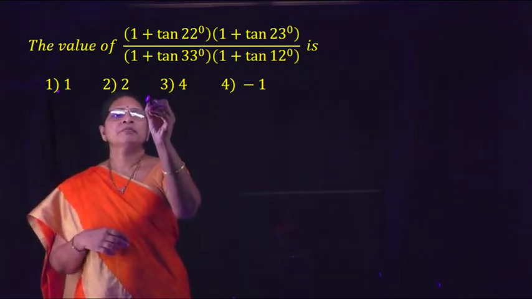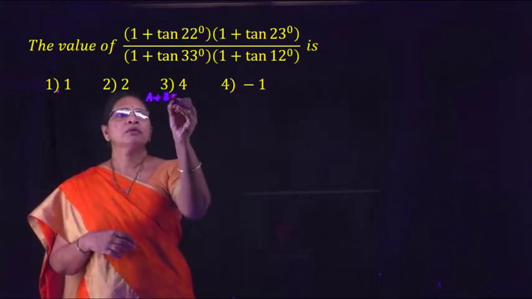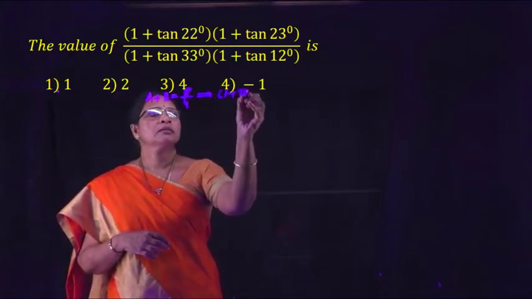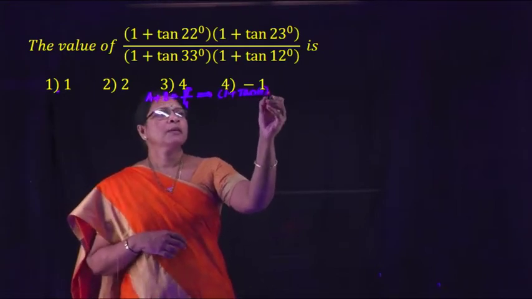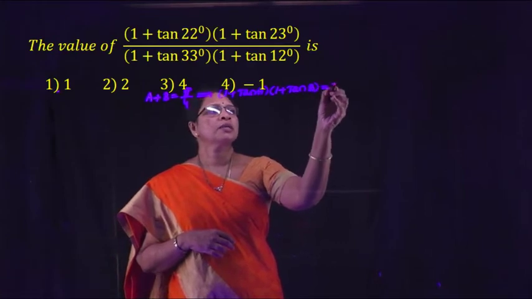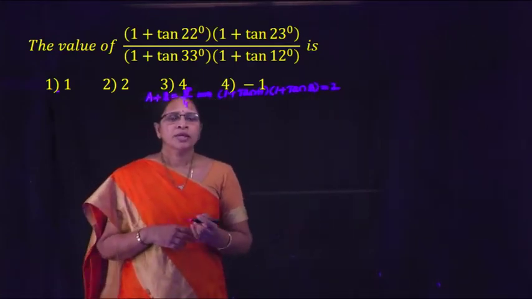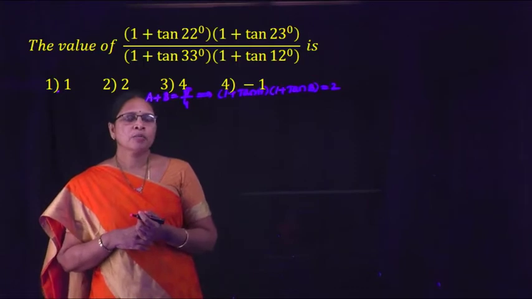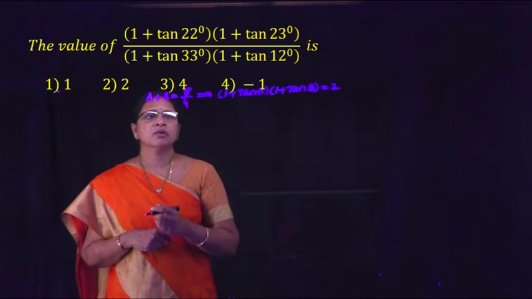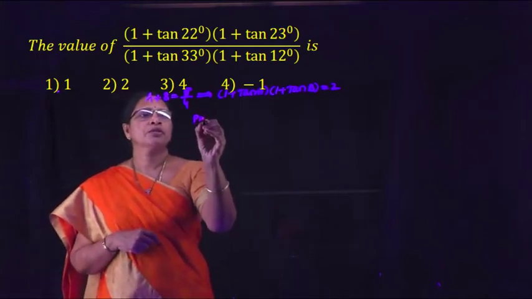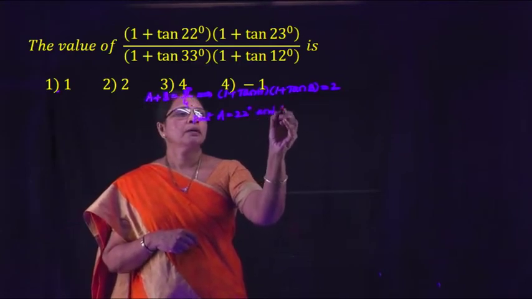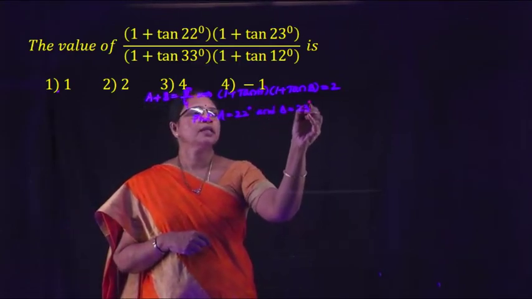If a plus b is equal to pi by 4, then (1 plus tan a)(1 plus tan b) equals 2. We can find the numerator of this problem. We have to substitute a is equal to 22 and b is equal to 23. Put a is equal to 22 degree and b is equal to 23 degree.